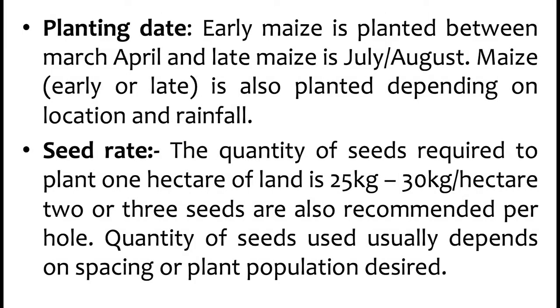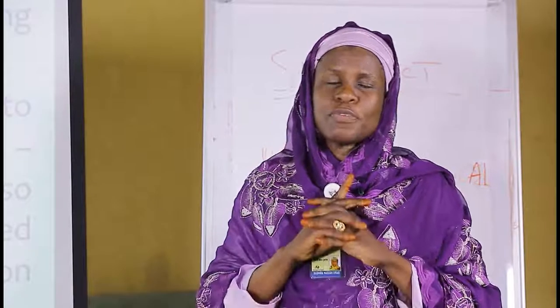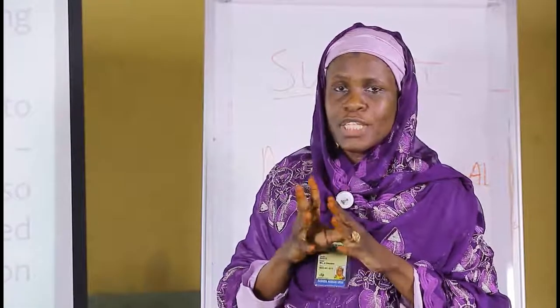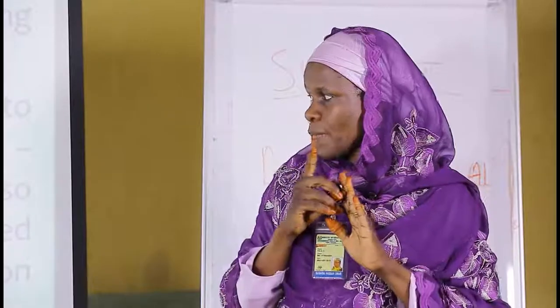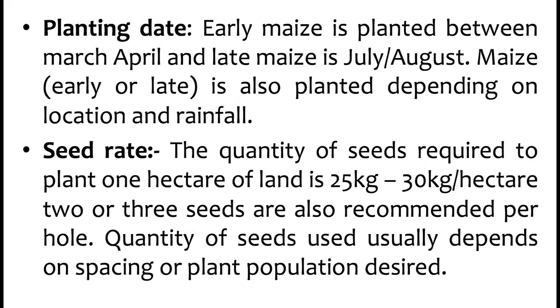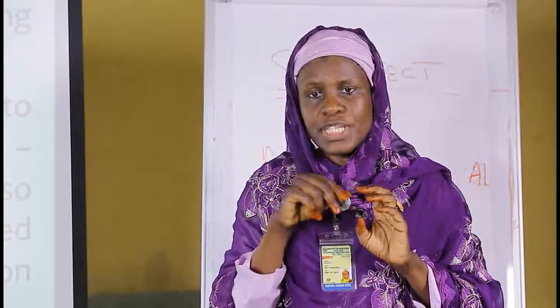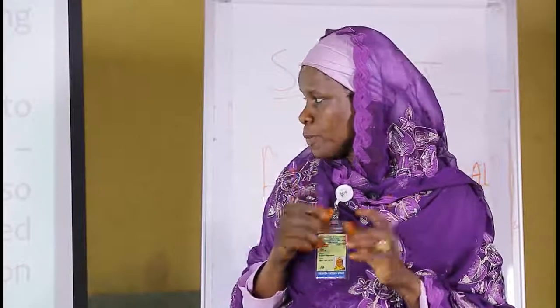The next one is the seed rate. The quantity of seed required to plant on 1 hectare, that is the seed rate. So the quantity of maize that is required on 1 hectare is about 25 to 30 kg per hectare. You are supposed to plant 25 kg to 30 kg per hectare. That is 2 or 3 seedlings per hole. You are to plant 2 or 3 seedlings per hole.